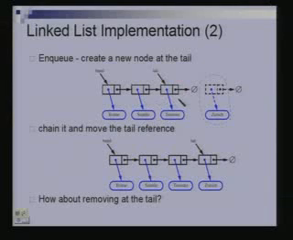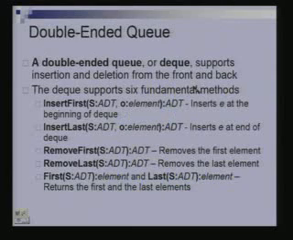So, it is not worthwhile to remove at the tail, and so we will remove at the head and add at the tail, which means that the front of our queue will be at the head and the rear of the queue would be at the tail. Okay. So, that is as far as the queue data type is concerned.